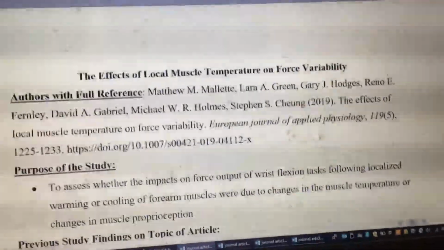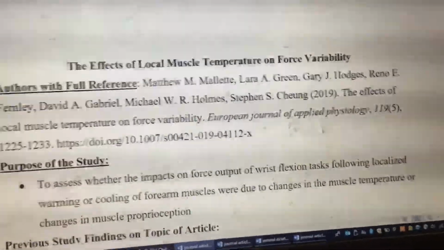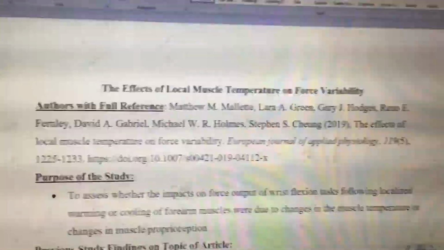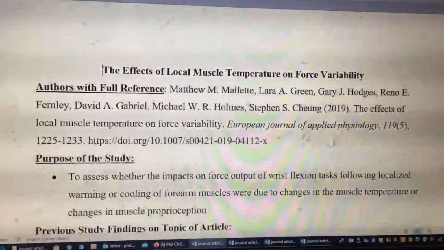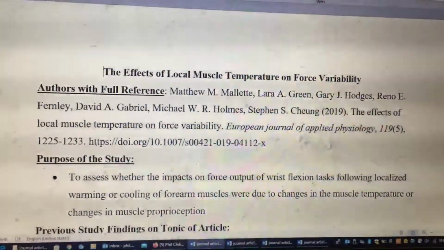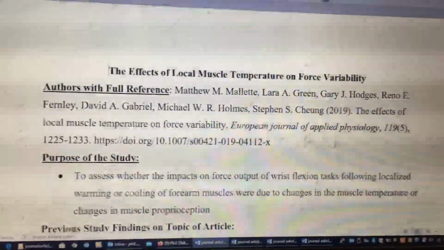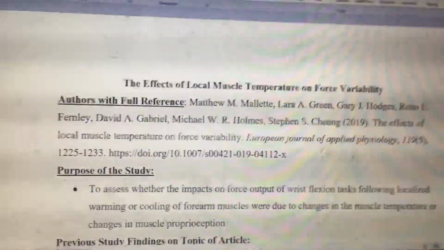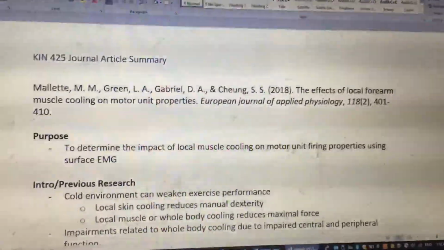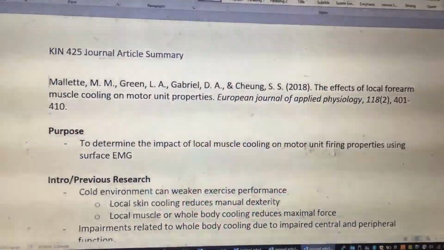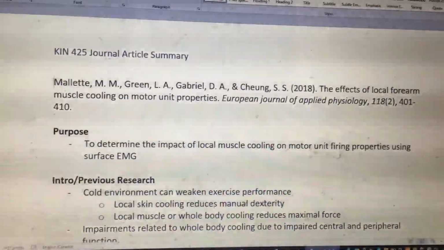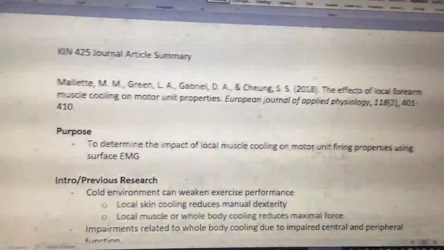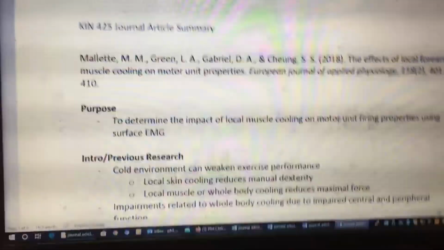So this is the last video that I'm posting for you for March 24th for Kin 425. And this is going to be a summary of two journal articles that were retrieved by Claire and Serena. These ones both involve the effects of muscle cooling, first of all, on force variability. And the second one had to do with muscle cooling on motor unit properties. And this is by the same research group. And so I'm going to try to summarize the important points from these articles in one whiteboard session.